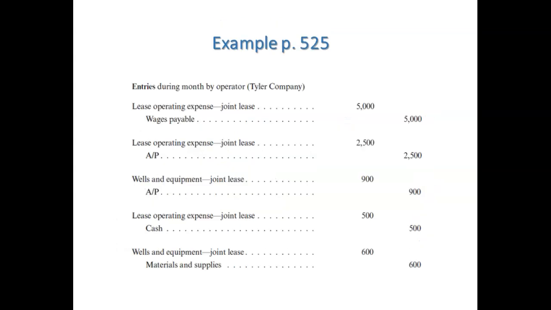So here are the journal entries that would be made during the month. Note that at first, Tyler's going to record 100% of the cost for the lease. So we have lease operating expense, joint lease, $5,000, credit wages payable, $5,000. As you can see from the previous slide, again, this is the entire amount. And then you have the amount for lease operating expense for the contract service. You have the wells and equipment, the lease operating expense for the property taxes, and the wells and equipment for $600 and crediting materials and supplies.